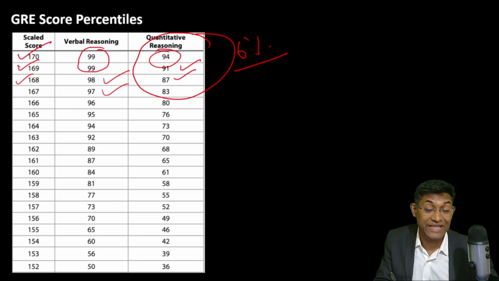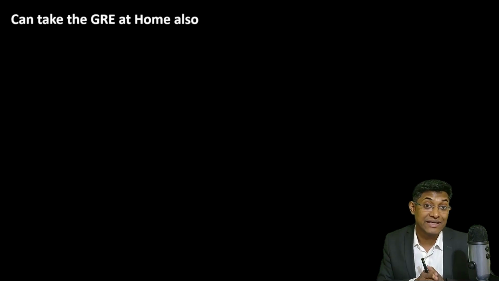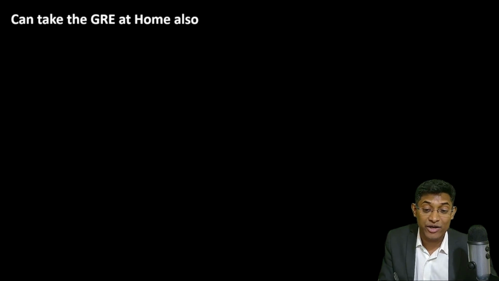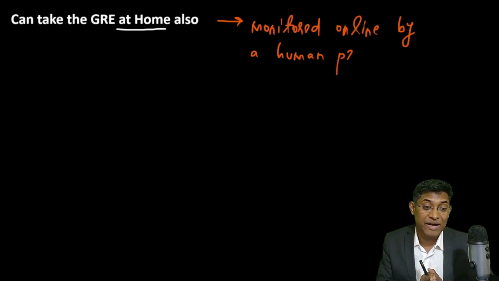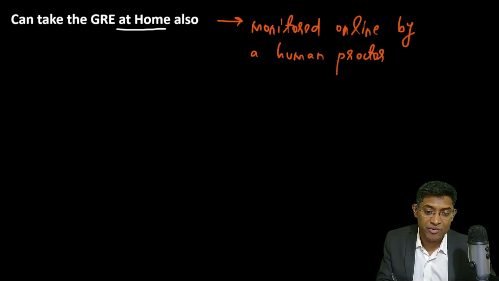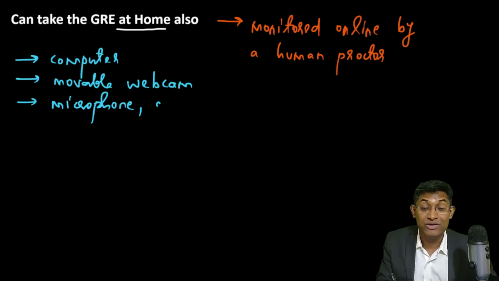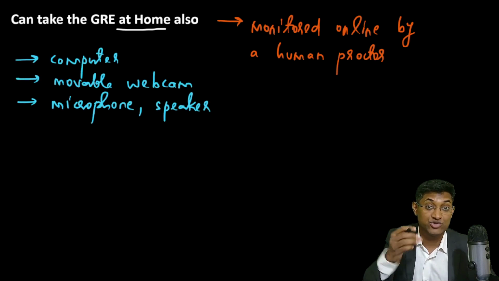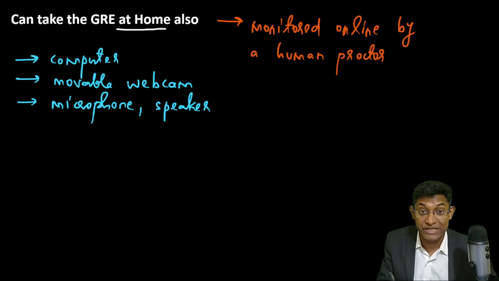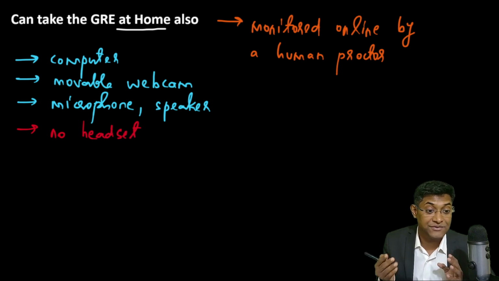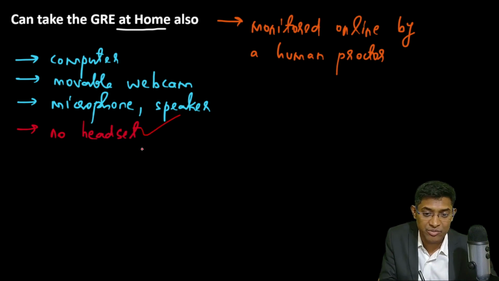Now, when it comes to taking the GRE, you can either take it at a test center or you can take it at home as well. A few pointers about taking the GRE at home. You will be monitored by a human proctor, and you need a computer, a movable webcam so that you can show your room to the proctor, and a microphone and a speaker. Remember, headsets are not allowed for taking the GRE at home. So this is something that you need to keep in mind.